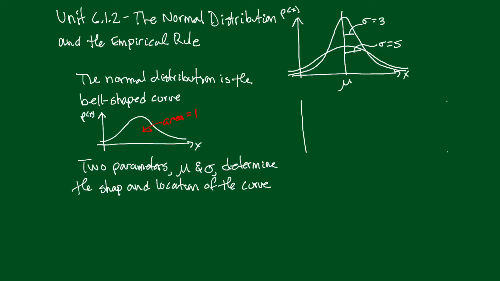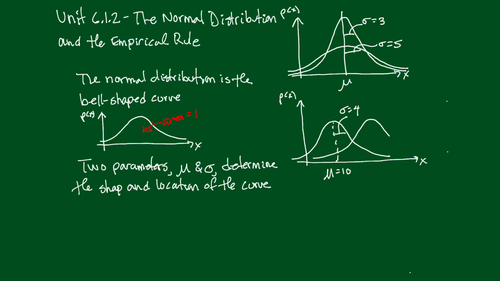Now another possibility is this. Let's draw our axes. Here's x and here's p of x. All right, I'm going to draw the same shapes here, if I can. So the mean here might be 10, and it might have a standard deviation of, I'll put it on the other side, maybe the standard deviation is 4. Now I'm going to draw the same curve, same shape if I can, but I'm going to put it over here, and this mean might be at 18. And that standard deviation still might be 4.